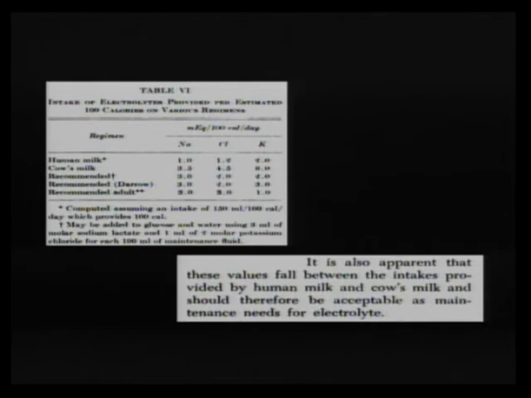And again, that's a little snippet from it. It is also apparent that these values fall between the intakes provided by human milk and cow's milk, and should therefore be acceptable as maintenance needs for electrolytes. So what's the problem? This has been done for 50 years. What's the problem with hypotonic and isotonic fluids now?